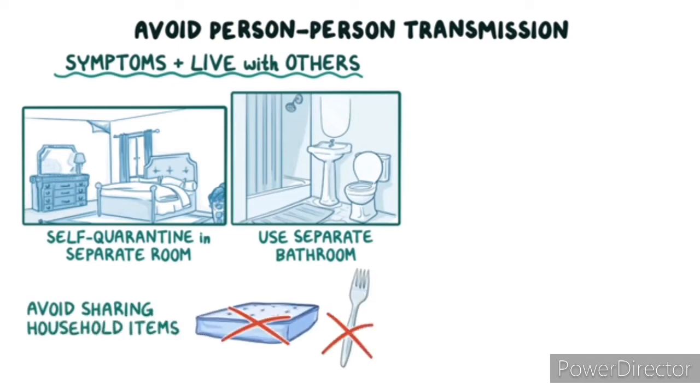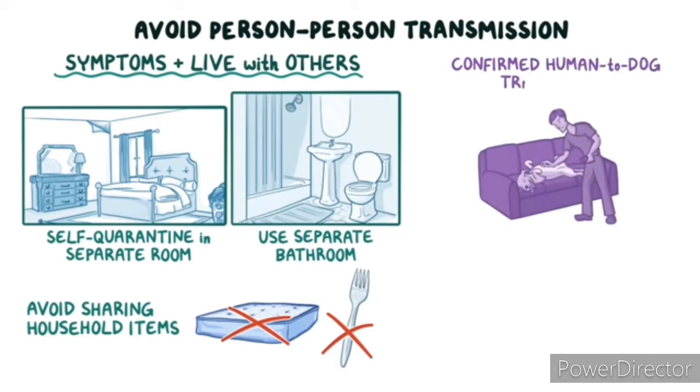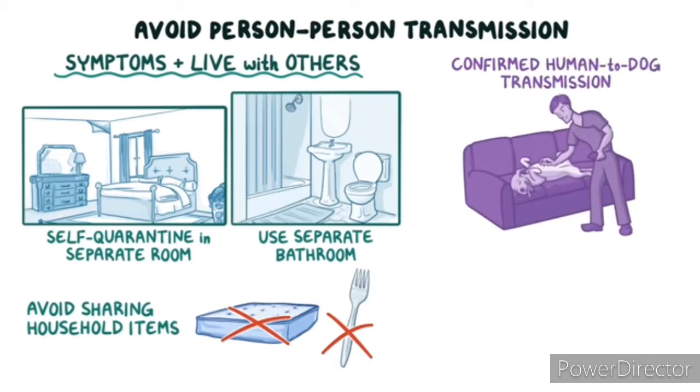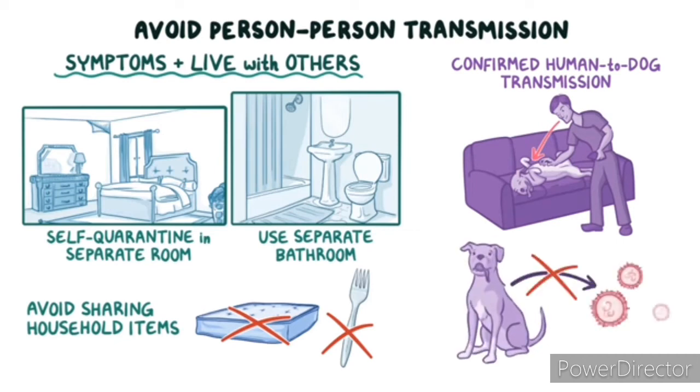In fact, there has been a confirmed case of human-to-dog transmission, where COVID-19 went from a person to their pet dog. However, the dog didn't get sick, and there's no evidence that pets can spread this disease or become sick, so it's not necessary to take measures against companion animals.